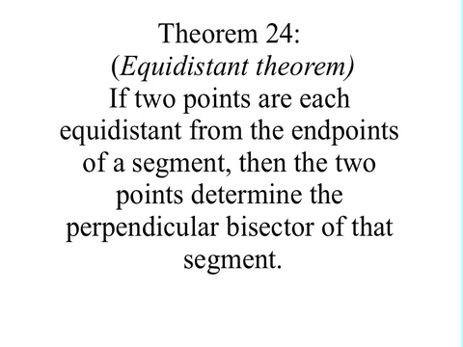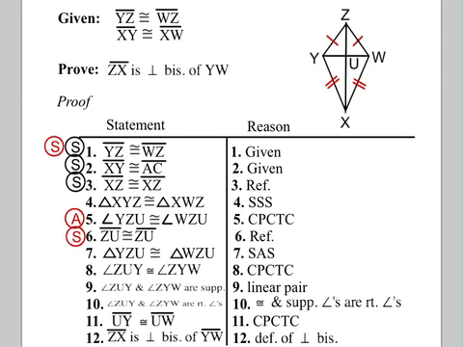And that brings us to the equidistant theorem. If 2 points are each equidistant from the endpoints of a segment, then the 2 points determine the perpendicular bisector of that segment. And the proof of this theorem was given in the previous lesson shown here. If you'd like to study it further, I recommend you stop the video.